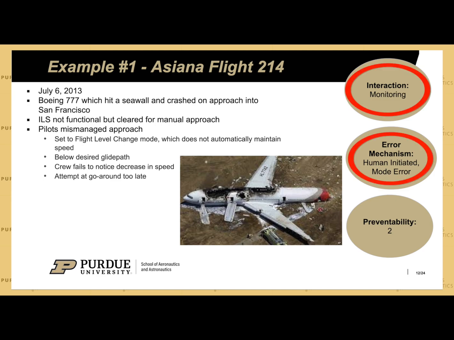Its error mechanisms are both human-initiated error and mode error, because the pilots were primarily responsible for the accident, and they had lost awareness of the flight mode, or they did not have knowledge of how the flight level change mode worked with the autothrottle. Finally, we determined that this accident should have a preventability rating of 2, because there was a high degree of human error and negligence involved, which meant that the accident very easily could have been prevented. But the NTSB did make some recommendations for Boeing to improve the descriptions of their automated systems, especially the autothrottle, in the documentation, and to try to make the systems less complicated to avoid confusion in the future.